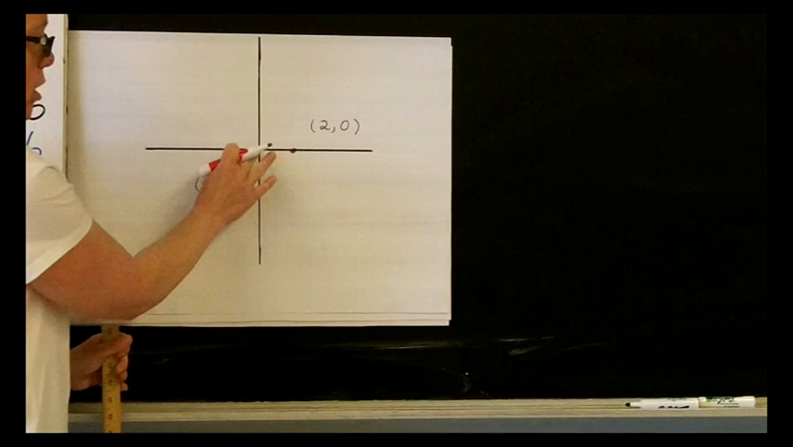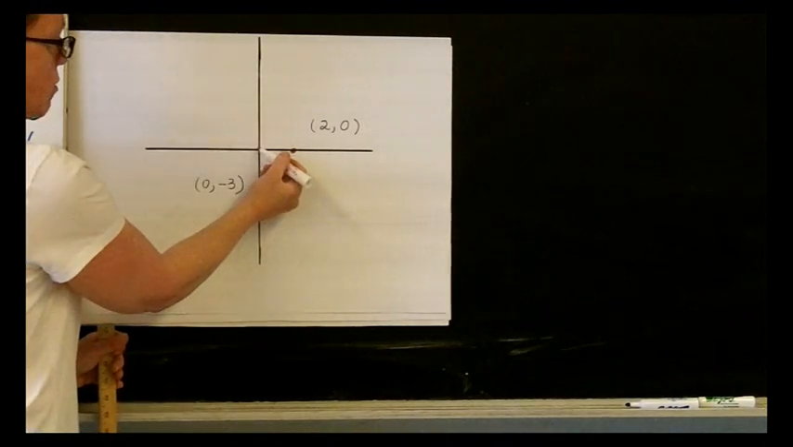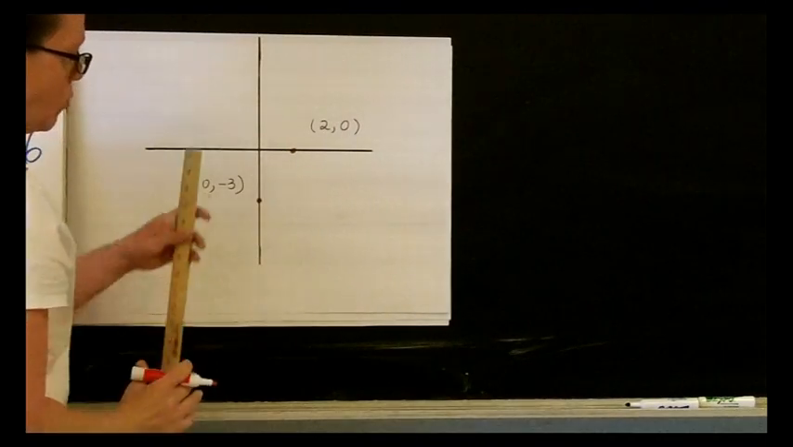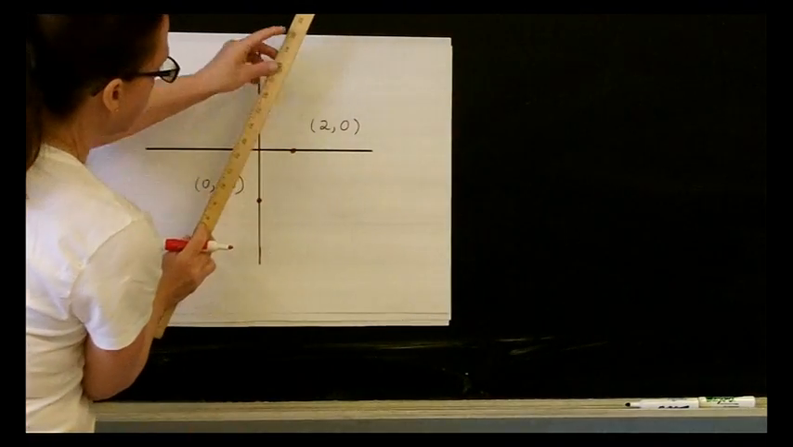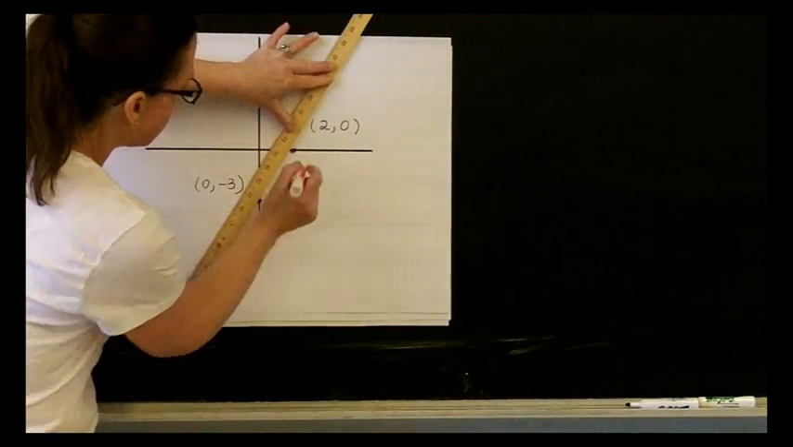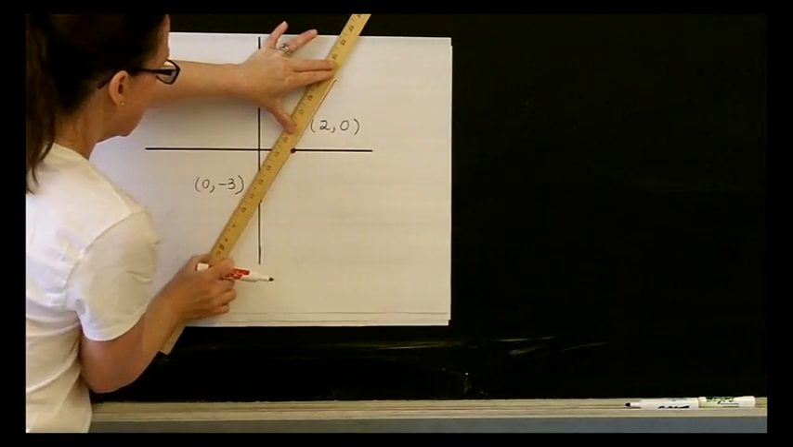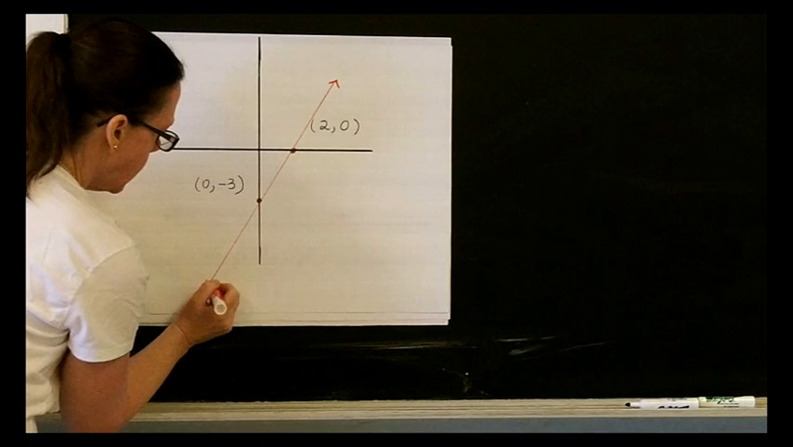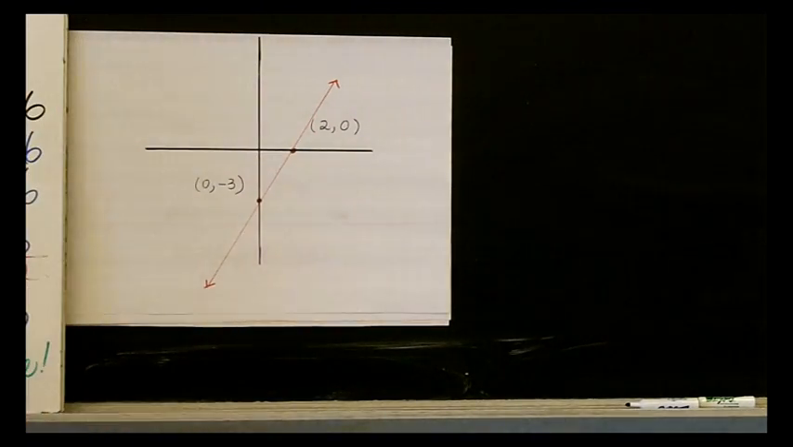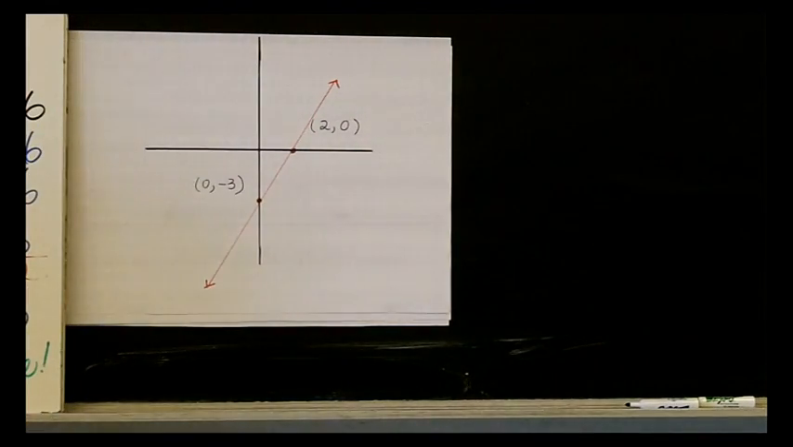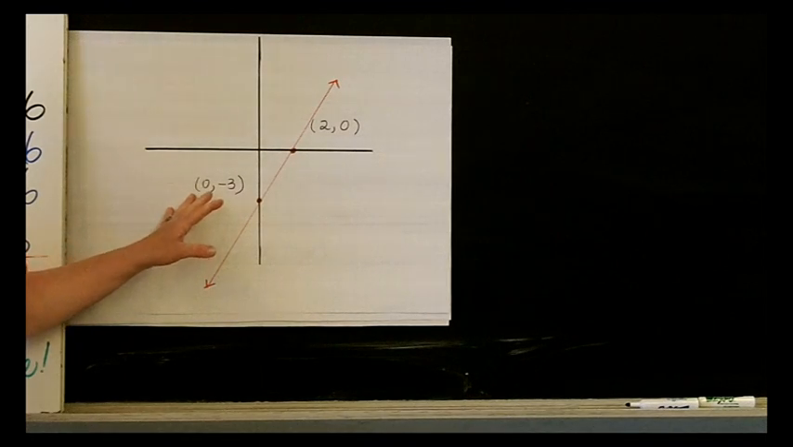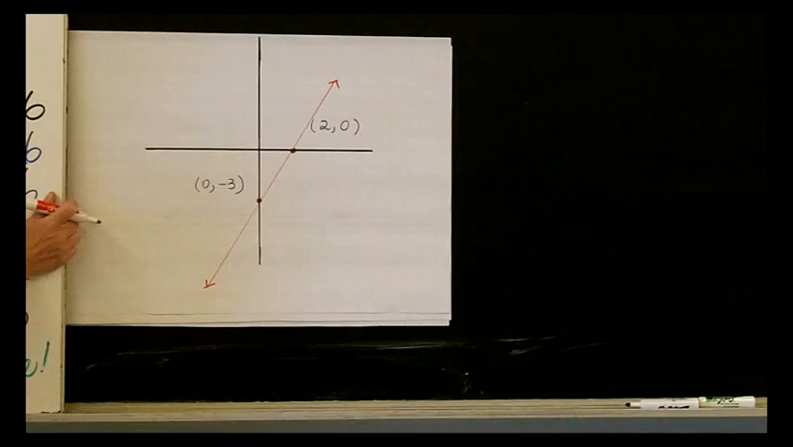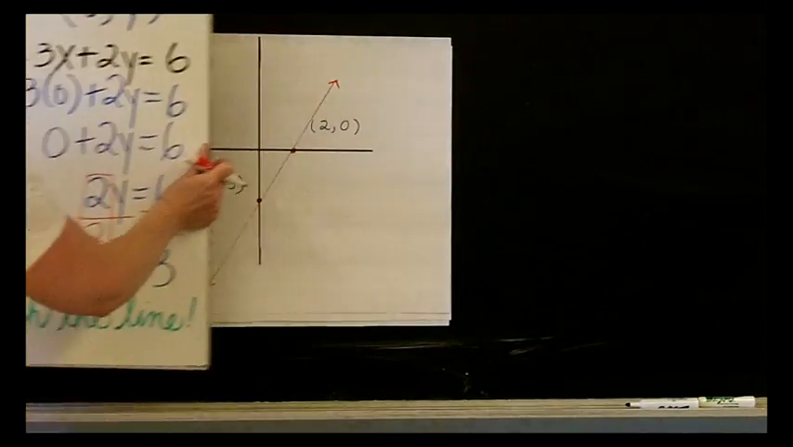Negative means we go below the origin, so we have 0, 1, 2, 3, and of course we use a ruler because we always have to connect our dots. Since this is a line and lines go on into infinity, don't forget your arrows at the end of each line. So this is a graph of the equation 2x plus 3y equals 6. So I'm sorry, 3x plus 2y equals 6.